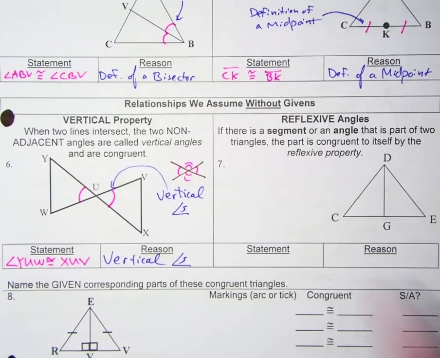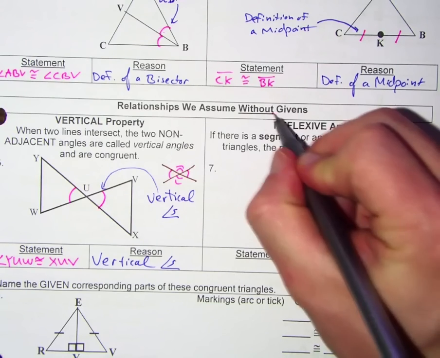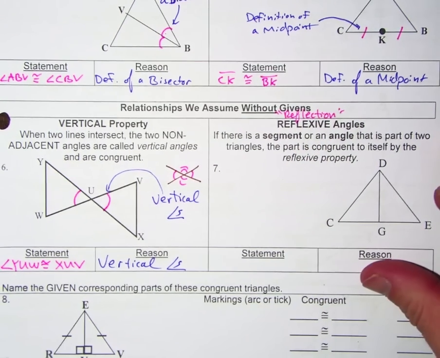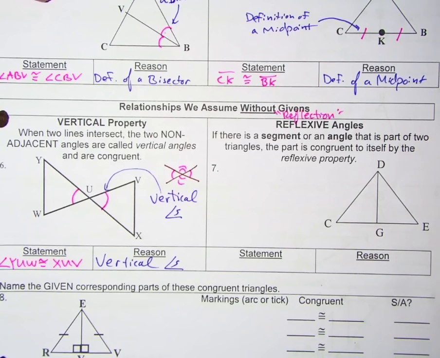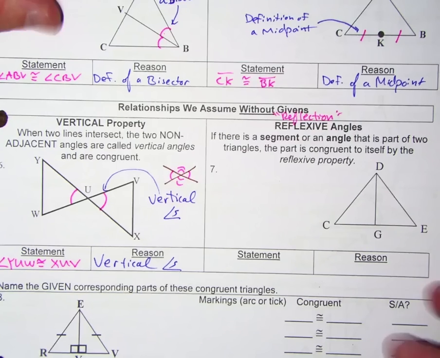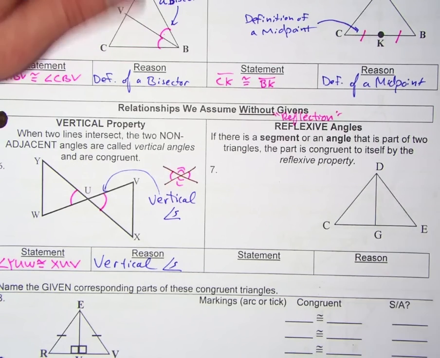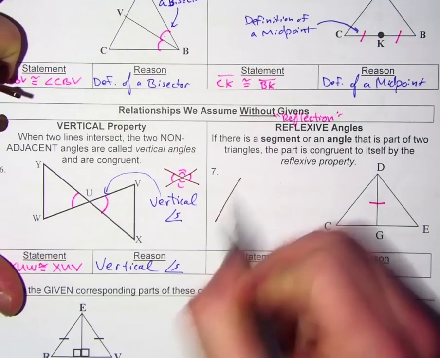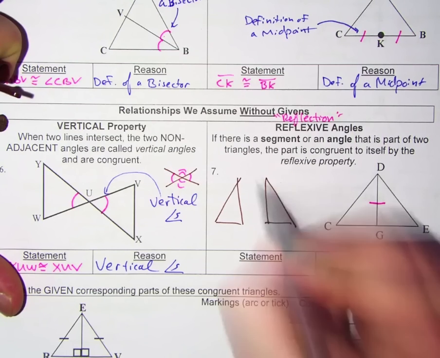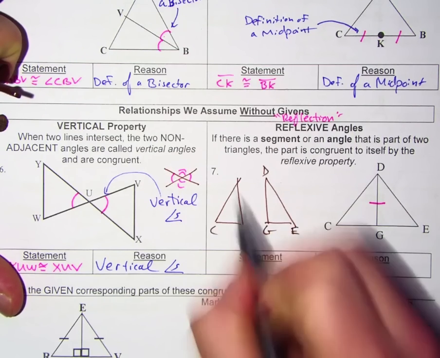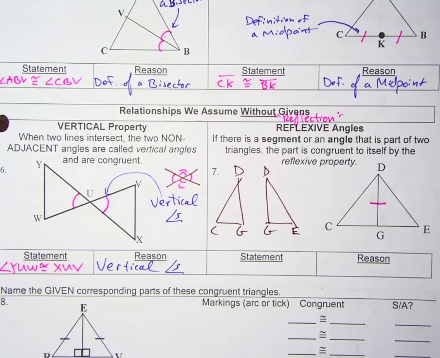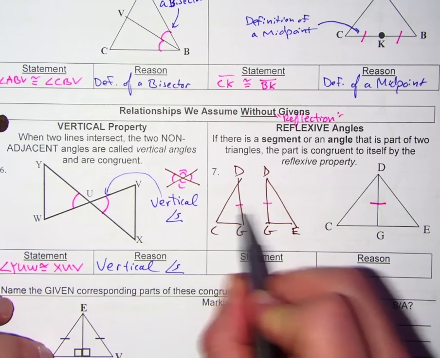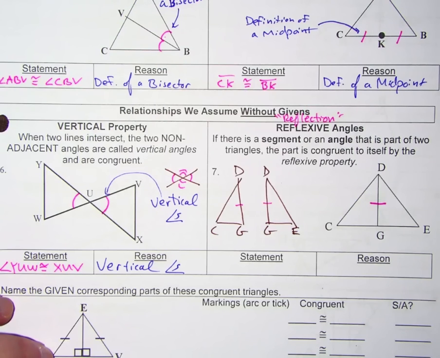Now the last one over here, reflexive. I like to think of this one like the reflection property. If you look at yourself in the mirror, you see your reflection. You are congruent to yourself. And that's what's happening here. If you take a look at this, the marking I'm going to put down is on segment DG. Let me resketch so I show you what I mean. If I take these two triangles apart, you can see how this segment here is in both triangles. And they correspond and they're congruent to each other because they're the same segment.